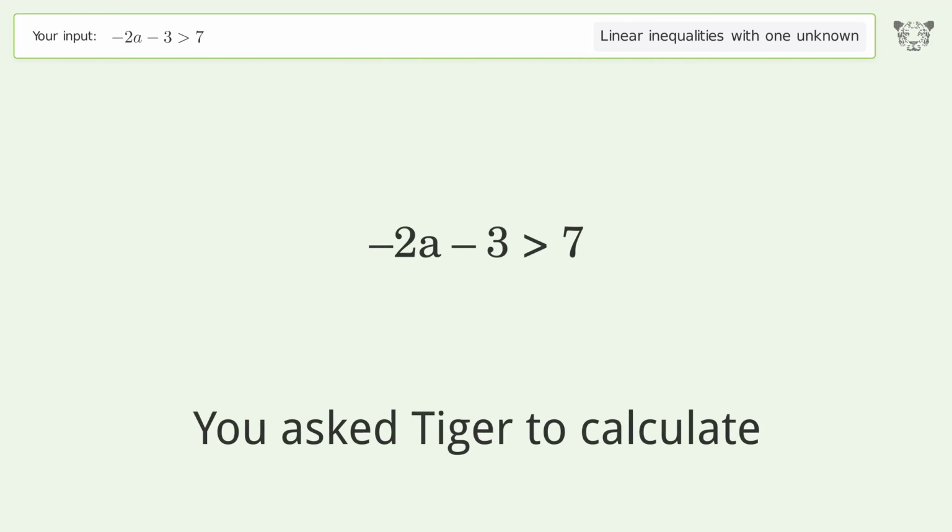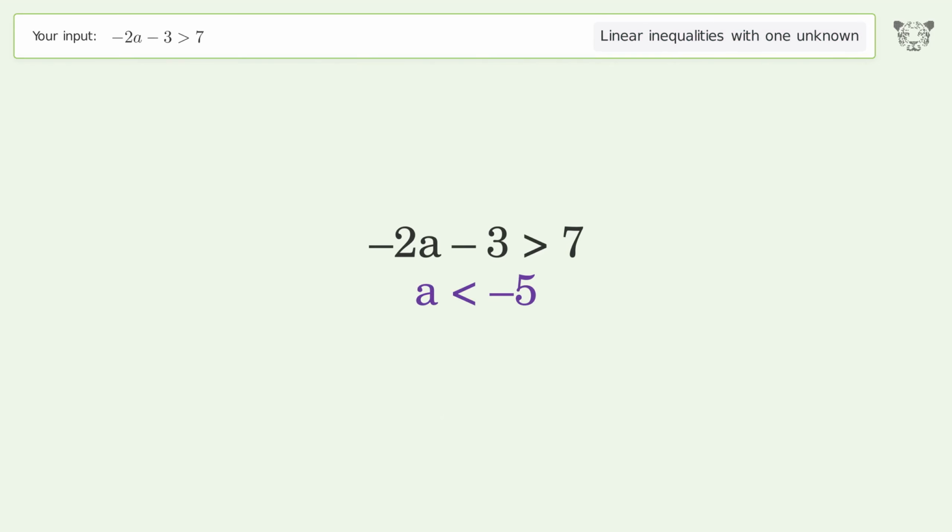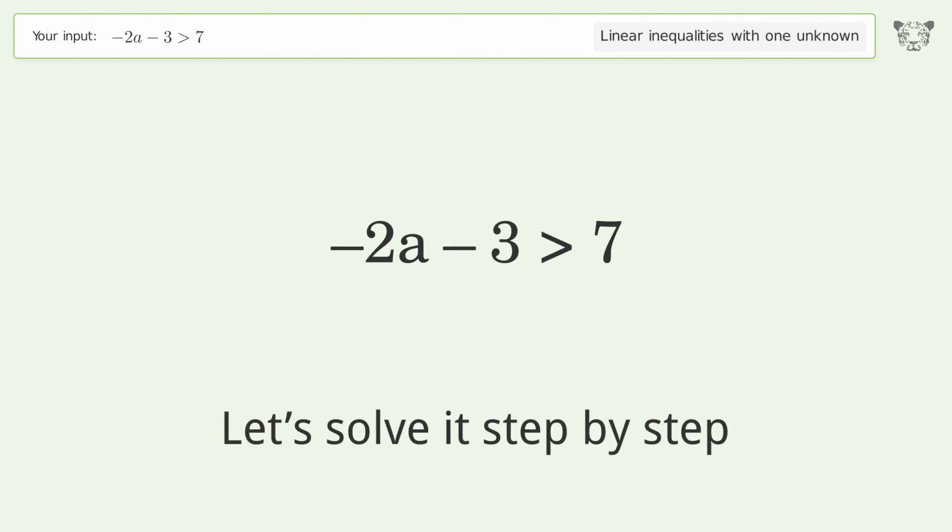You ask to calculate. This deals with linear inequalities with one unknown. The final result is a < -5. Let's solve it step by step.